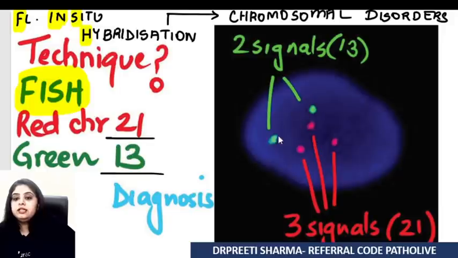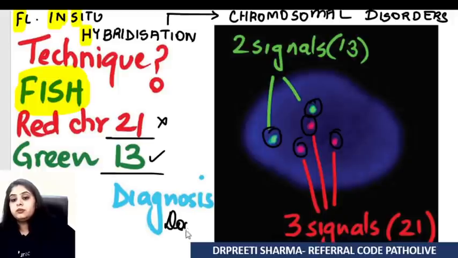So 2 for green, 1 signal, 1 signal. The green is doing well. Chromosome 13 is doing well. For red, I can see 3 signals, so there's a problem with red. 3 signals means I'm dealing with a case of trisomy 21, means I'm dealing with a case of Down syndrome.